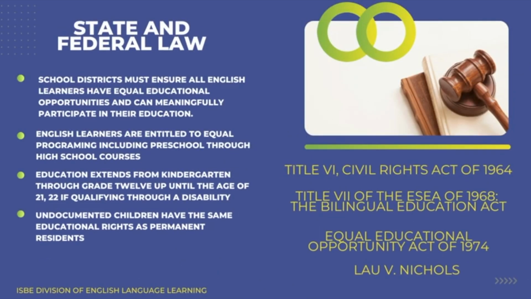State and federal law state that school districts must ensure all English learners have equal educational opportunities and that they can meaningfully participate in their education, guaranteeing all students equal access to the full range of high-quality programs and resources. English learners are entitled to this equal programming throughout their time in the district, beginning in preschool and continuing through their high school coursework. Also, English language support extends from kindergarten through 12th grade up until the age of 21, or 22 if qualifying through a disability. Both undocumented and permanent U.S. residents have the same educational rights.